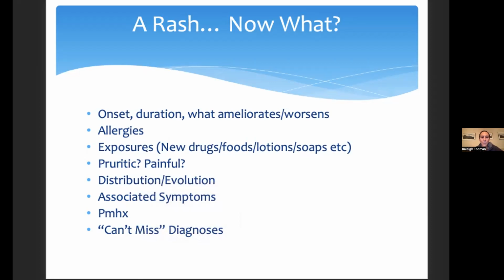And then in the back of your mind, when you're seeing someone with a rash, you want to keep in your mind, can't miss diagnoses. This is more clinical than test question, but things that we really care about in the emergency department as far as what would be dangerous.